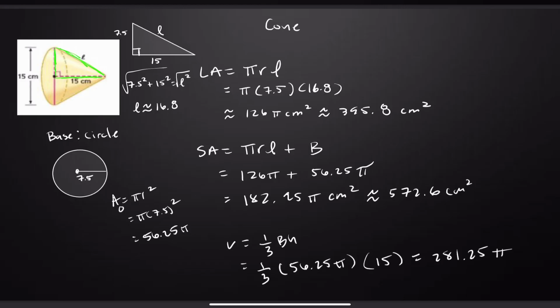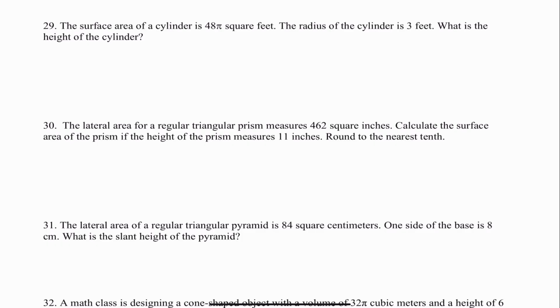Now, including the pi this time, you will get 883.6 cubic centimeters. And there you go. Alright, so we're going to look at some word problems here.